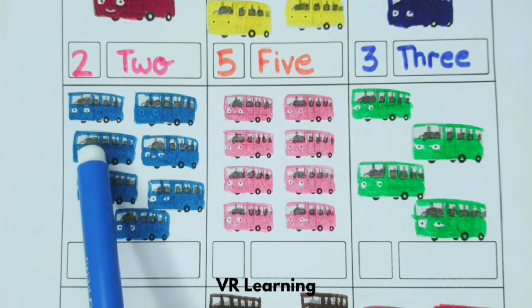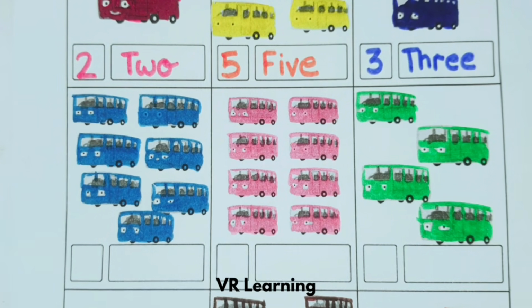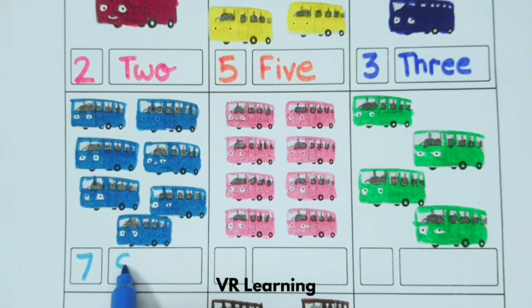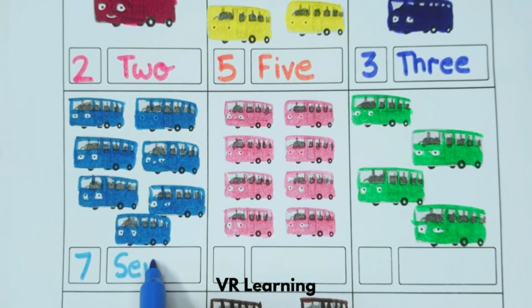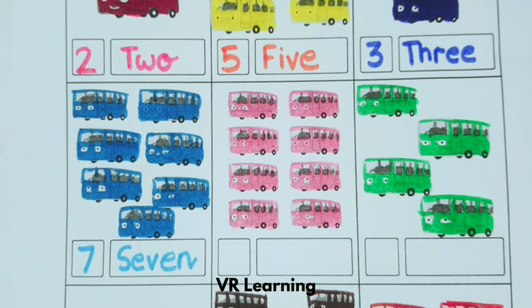1, 2, 3, 4, 5, 6, 7. Write the number 7 in the box. SEVEN 7.